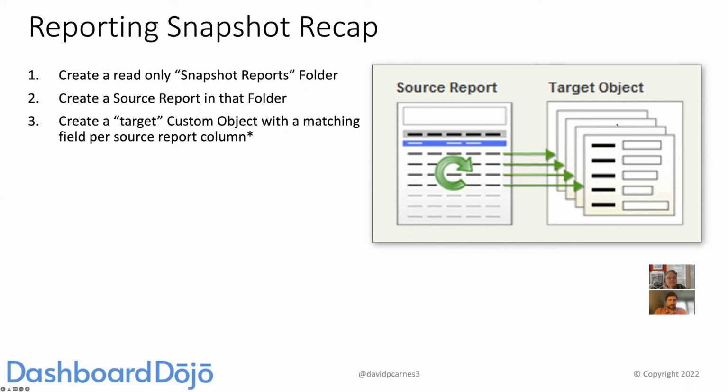You're going to create a custom object with matching fields per each column in that source report. You don't need 100 columns in your source report. You just need the ones that you're going to be doing trending analysis on.